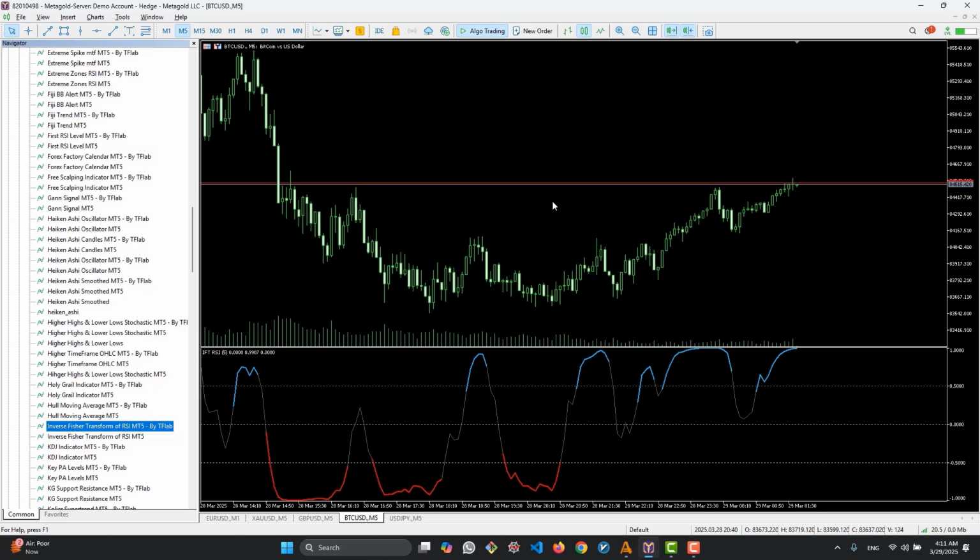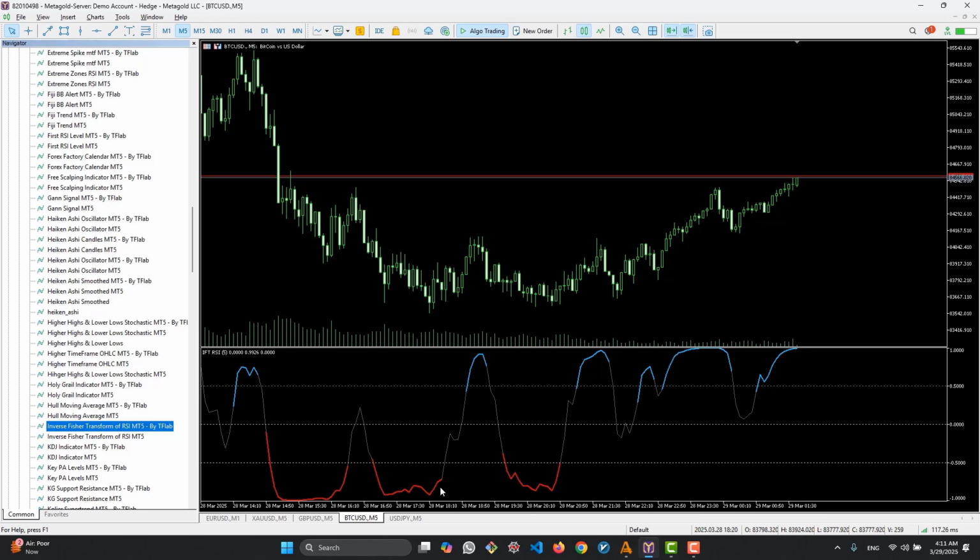This indicator helps us identify overbought and oversold areas. As its name suggests, it is the result of the Fisher transform applied to the RSI indicator. This indicator consists of a line that when blue indicates overbought and when red indicates oversold. And when it is gray, it indicates neutral areas.